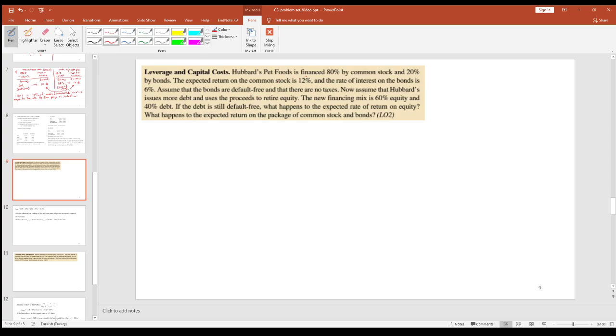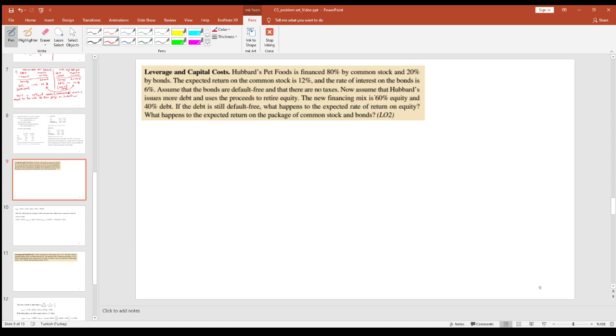Hubbard's Pet Foods is financed 80% by common stock and 20% by bonds. The expected return on the common stock is 12% and the rate of interest on the bond is 6%. Assume that bonds are default free and that there are no taxes. Now assume that Hubbard's issue more debt and uses the proceeds to retire equity.